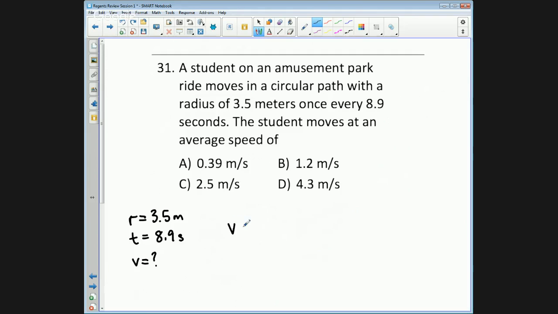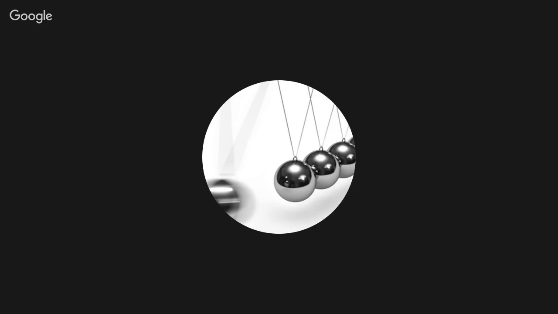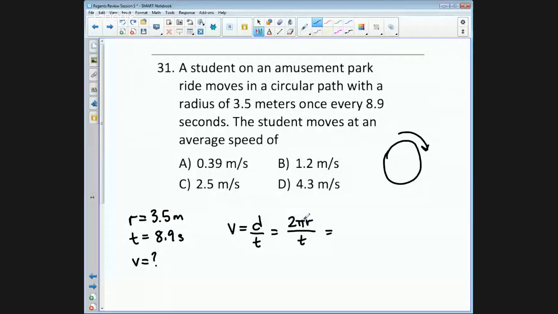We're trying to figure out the speed. So speed for a circle is distance over time. The distance around a circle is the circumference. I'm going to keep it as a time. So we substitute our values. You get 2 pi times 3.5 over 8.9.